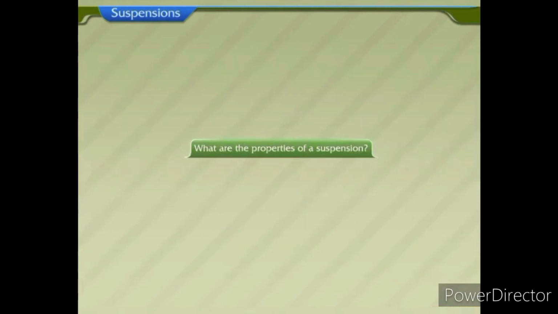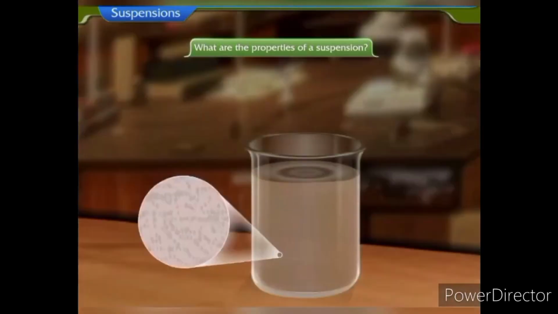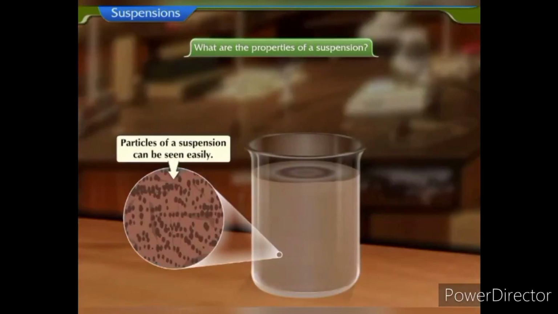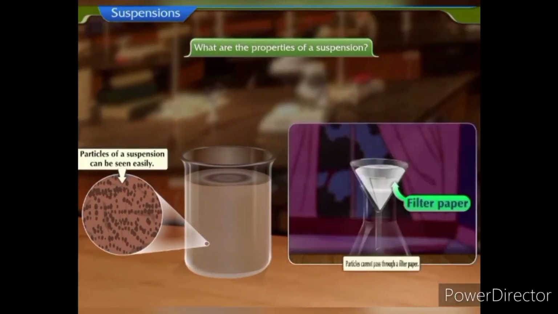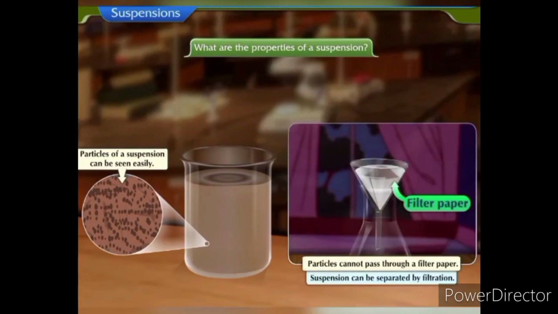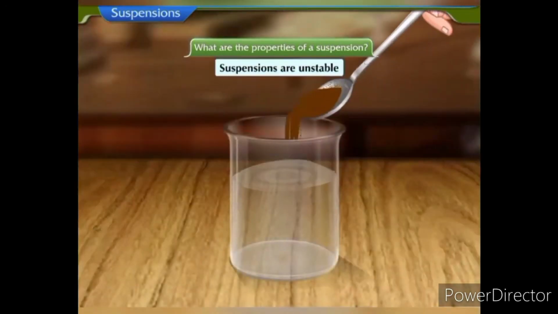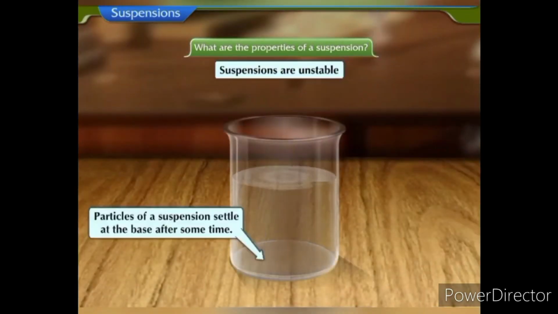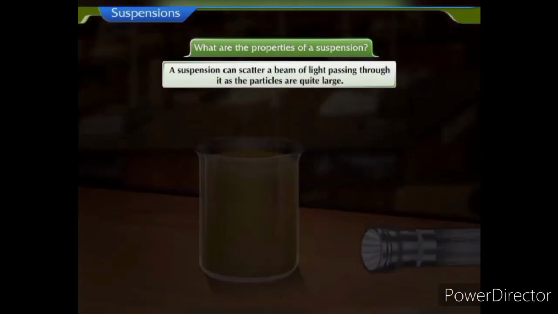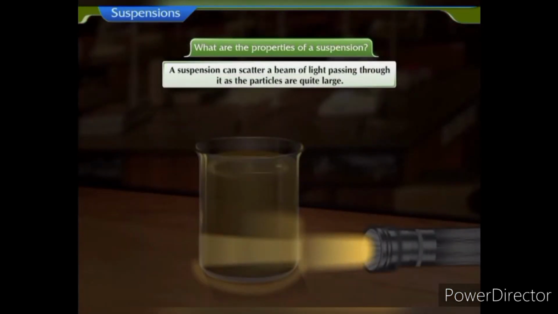What are the properties of a suspension? The particles of a suspension can be seen easily. The particles cannot pass through a filter paper. So, a suspension can be separated by filtration. Suspensions are unstable. The particles of a suspension settle at the base after some time. A suspension can scatter a beam of light passing through it as the particles are quite large.